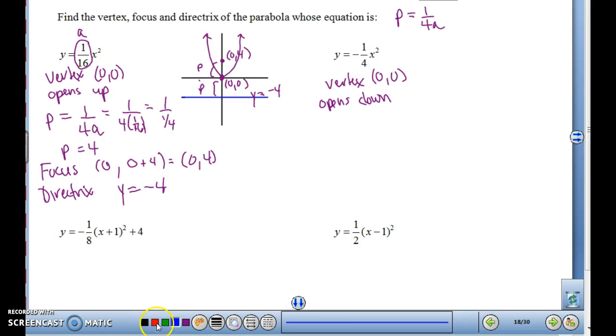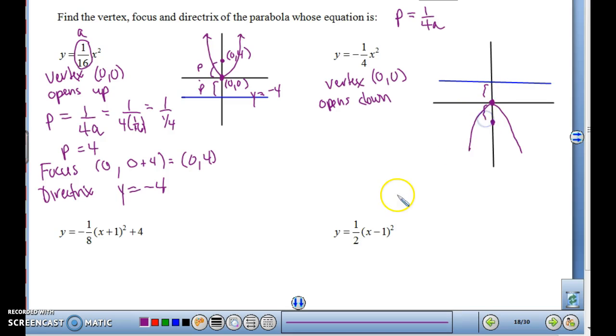So, if I do my sketch of my parabola, like so, (0, 0) is going to be my vertex, but it's going to open down like this. Now that means that my focus is going to be here, and my directrix is actually going to be above the parabola up there. So we need to figure out what this is going to be for the focal length.